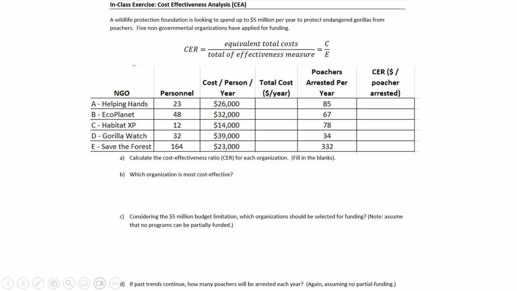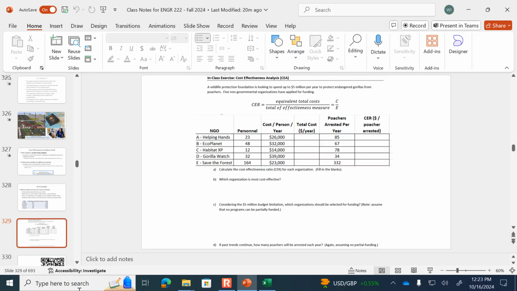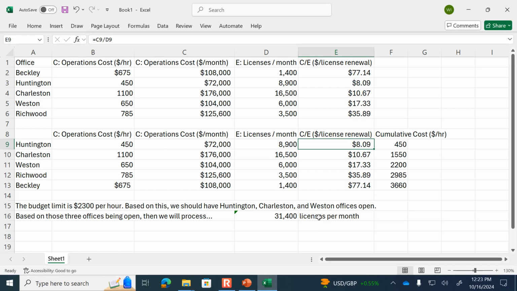All right, so the first thing you'll obviously have to translate this into Excel, but then that same process that we went through in this one, you're going to be repeating for this wildlife protection example. So I'll leave this up on the screen to kind of give you reminders of what the procedure was.